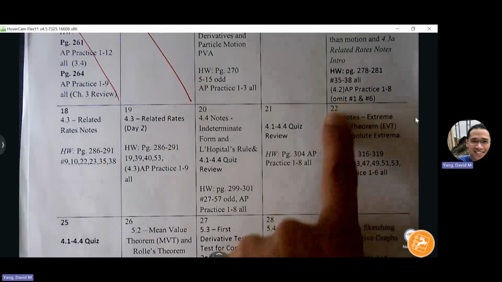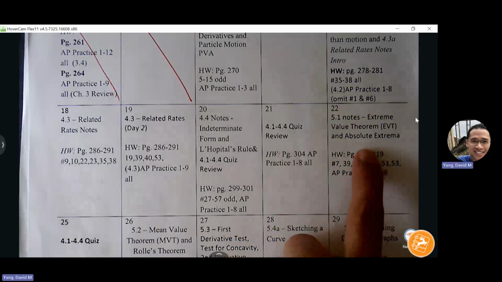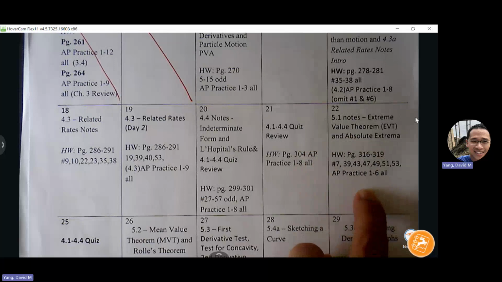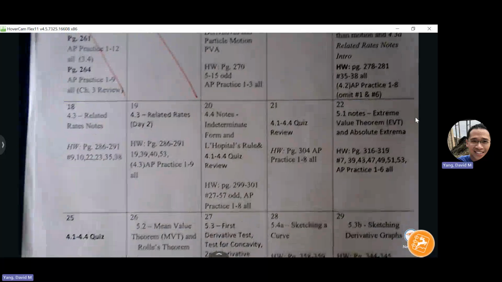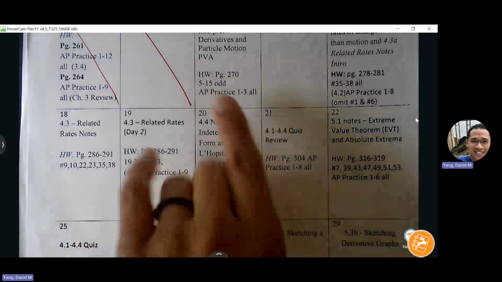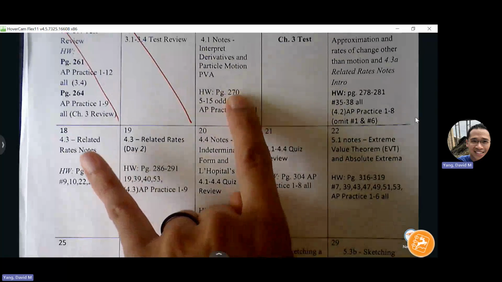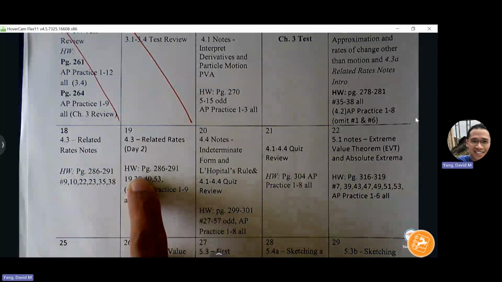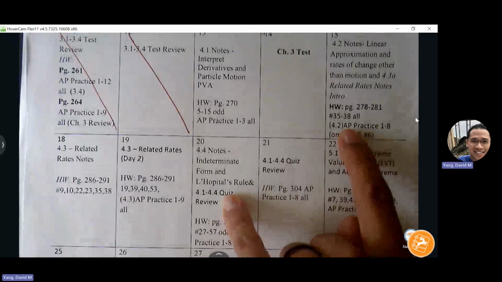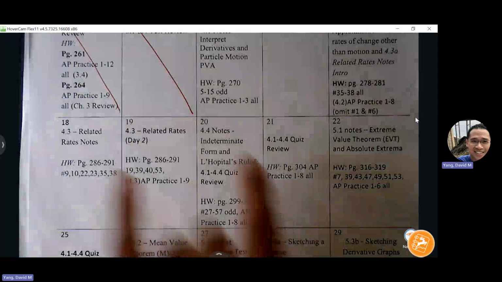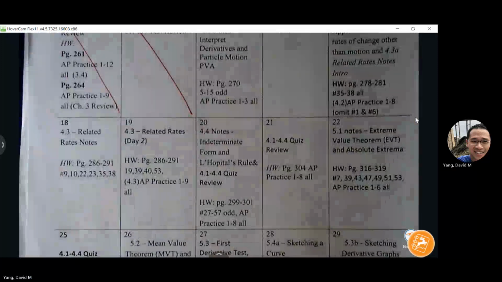Friday, we're going to start our next unit, but this won't take long. Maybe we can build in a little bit more quiz review, and then your quiz 4.1 to 4.4 will be on, not this Monday, but the coming up Monday. So really the big topics are PVA and related rates, but it's related rates that's the focus here. And then these smaller topics, linear approximation, L'Hopital's rule, those are quick and easy, but the focus is really related rates.